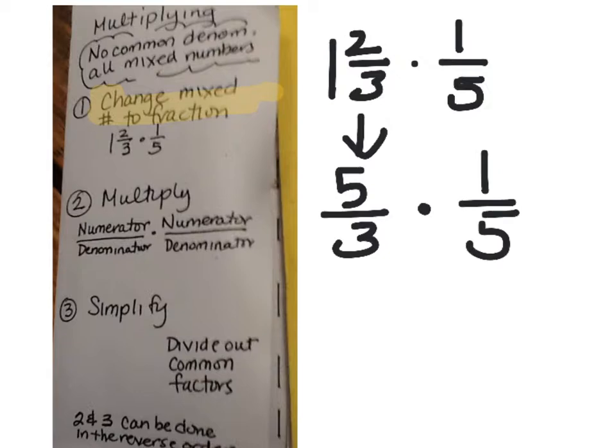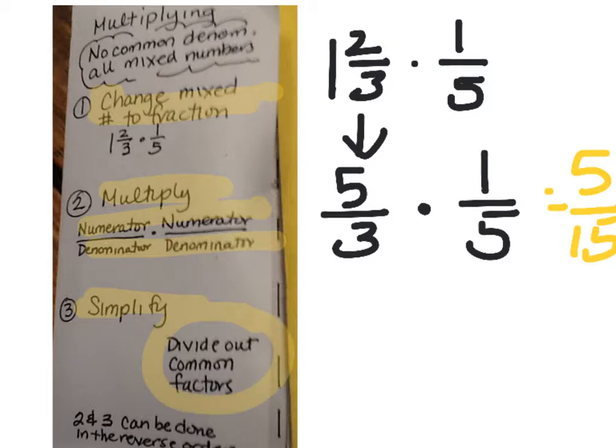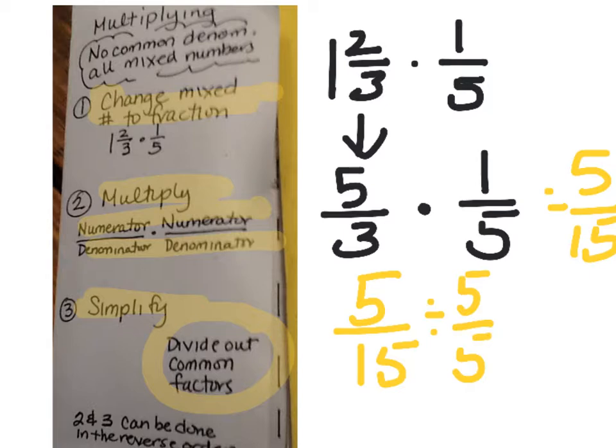Then you're going to go ahead and multiply the numerator times the numerator and the denominator times the denominator. So you multiply across, and you get 5 times 1 is 5, and 3 times 5 is 15. After that, you need to go ahead and simplify. And simplifying just means you're dividing out the common factors. 5/15 has a common factor of 5. So 5 divided by 5 is 1, and 15 divided by 5 is 3. So this is the simplified number.